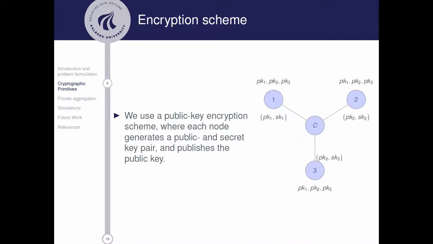Also, we need an encryption scheme, and here we can use any public key encryption scheme. So each neighbor to node C generates a public key and a secret key. They of course keep the secret key to themselves, but they publish the public key. As you can see, each neighbor knows the public keys of the other neighbors. And since these keys are public, node C is also allowed to learn the public keys.